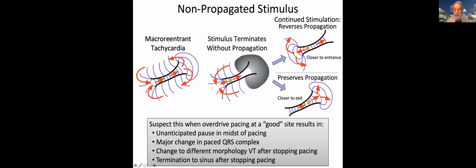And if you continue pacing there and the site is really reasonably close to the entrance to the diastolic corridor, it's electrically closer to the entrance than the exit, you'll get a QRS that doesn't look very good at all. It reverses the propagation. You think it's a terrible site. If, on the other hand, your site of stimulation just by chance is closer to the exit electrically, you'll end up with preservation of propagation. It'll look exactly like your tachycardia at the exit.